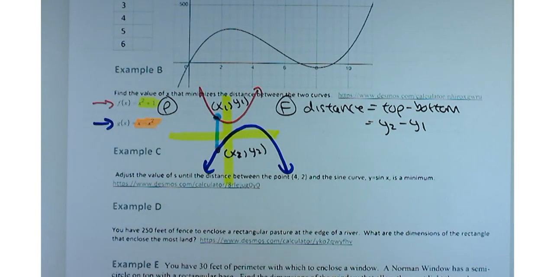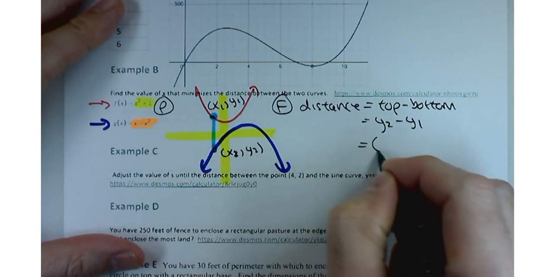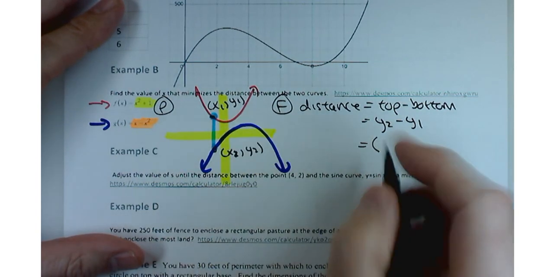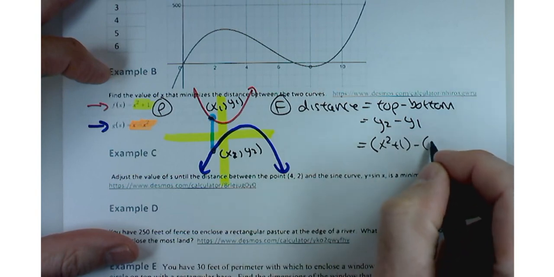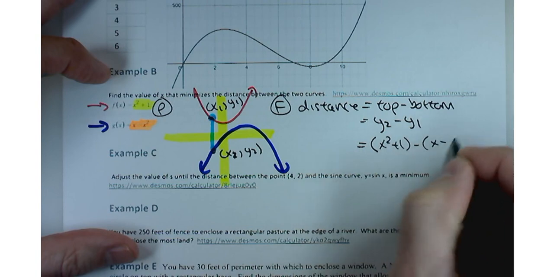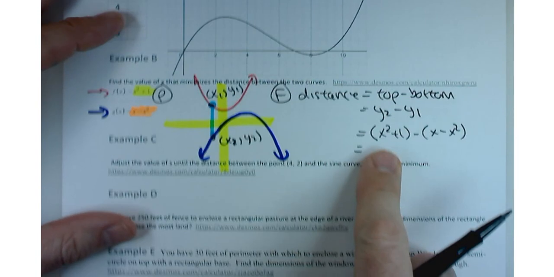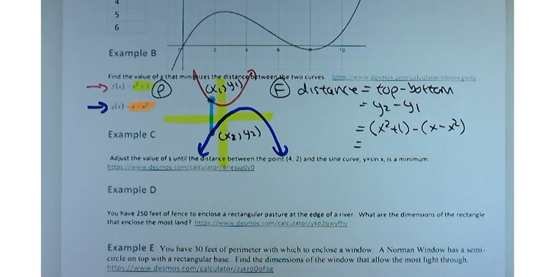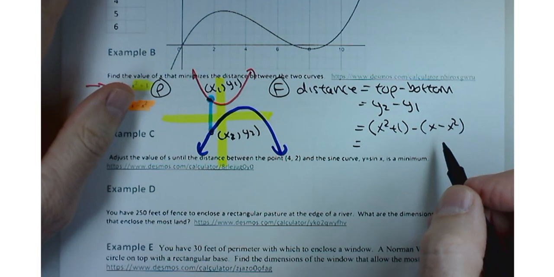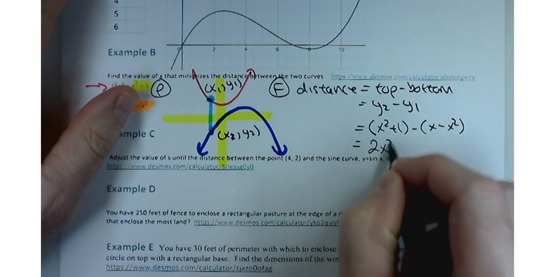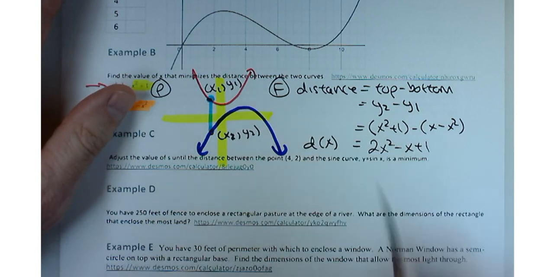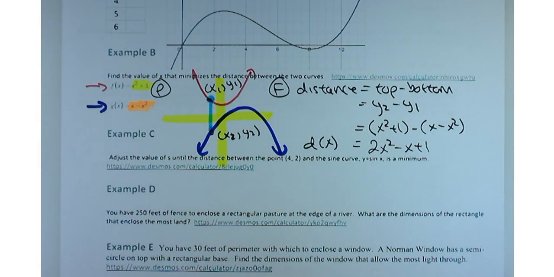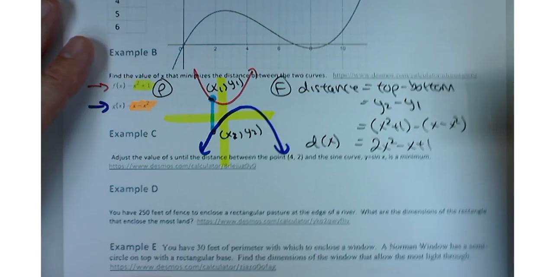So, okay. The top, x squared plus 1, minus the bottom, which is x minus x squared. If you distribute that negative sign and simplify things, what do you get? 2x squared minus x plus 1. Perfect. 2x squared minus x plus 1. And that I'll call d of x. That's our distance function, the distance between the top and bottom.